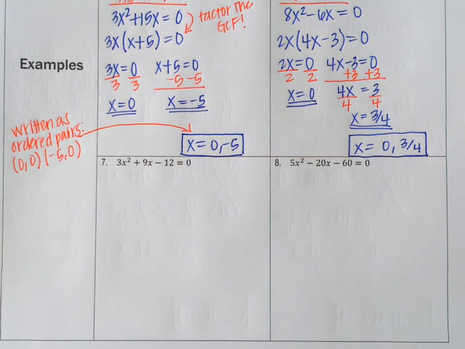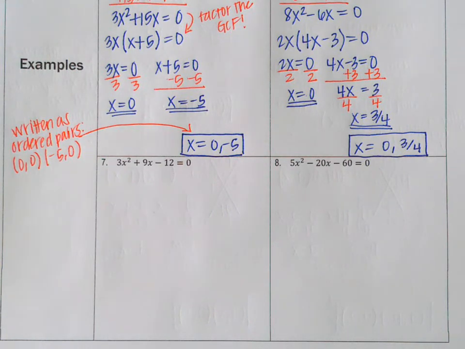Number 7, 3x squared plus 9x minus 12 equals 0. Is it already set equal to 0? And the answer is yes. So now we can just start by factoring. Now, this seems like it's going to be more of a challenging one. It's actually not. What do you notice the 3 and the 9 and the 12 all have in common?